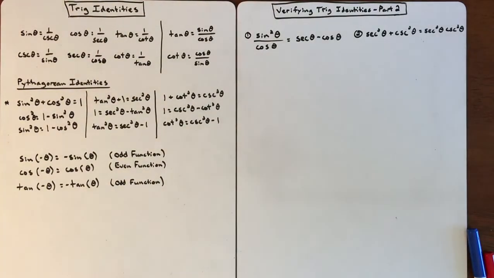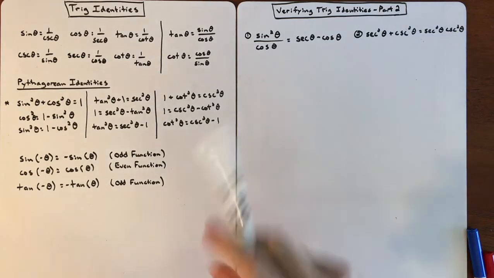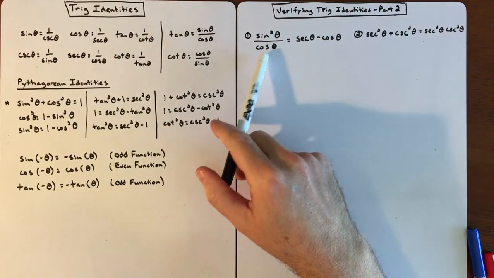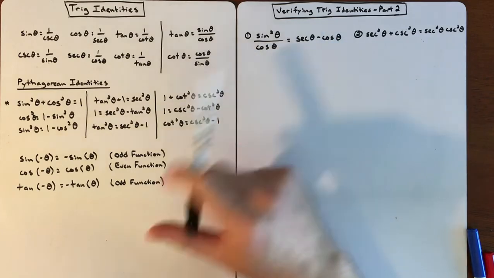In this lesson, we are going to do some more trig identities, and we're just going to make them a little bit more challenging as we go. There'll be a part 3 to this one as well that makes it the toughest of them. So we are trying to take sine squared over cosine and somehow make it into secant minus cosine.